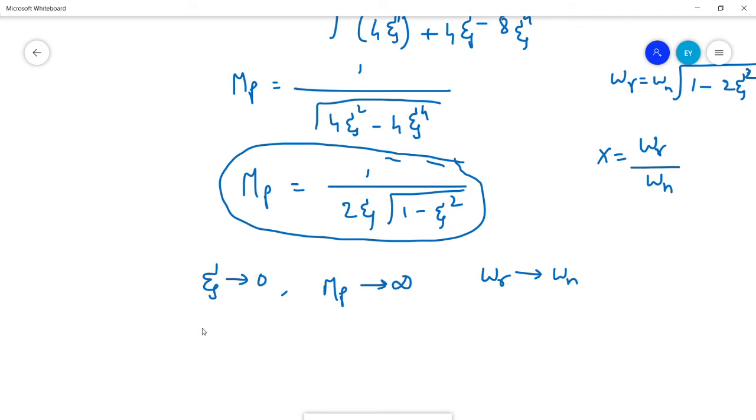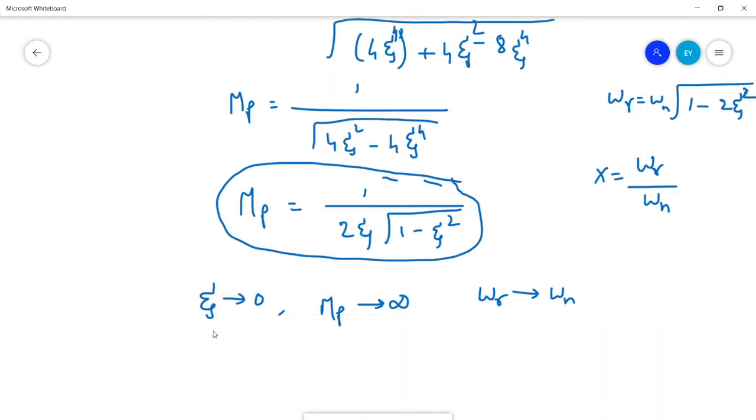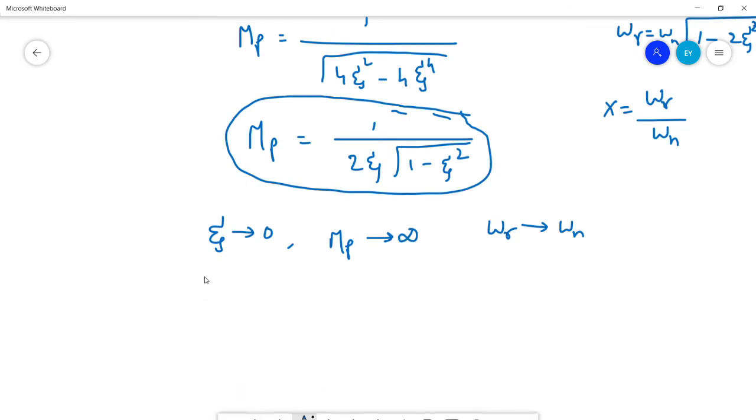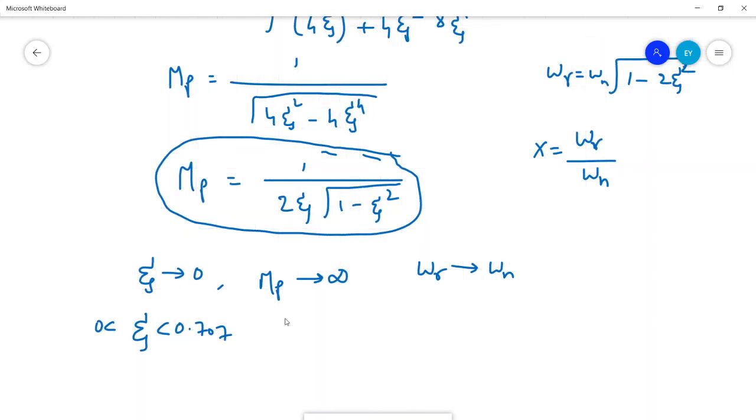And if you choose the zeta value in between, zeta is in between 0 and 0.707. So why do we need to choose this 0.707? We are telling that bandwidth is actually the value at which the magnitude plot is reaching 0.707. So why this particular value? Why not 0.8? Why not 0.7? This is actually coming from your resonant value itself.